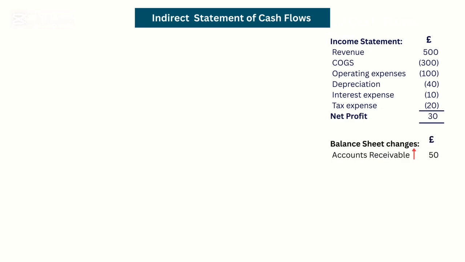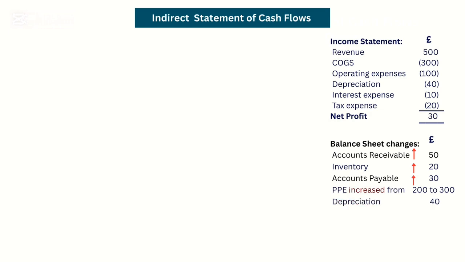Balance sheet changes. During the year, accounts receivable increased by 50, inventory increased by 20, accounts payable increased by 30, plant property equipment increased from 200 to 300, depreciation during year is 40, loan increased from 100 to 150, interest paid is 10, tax paid is 15, dividends paid is 5.